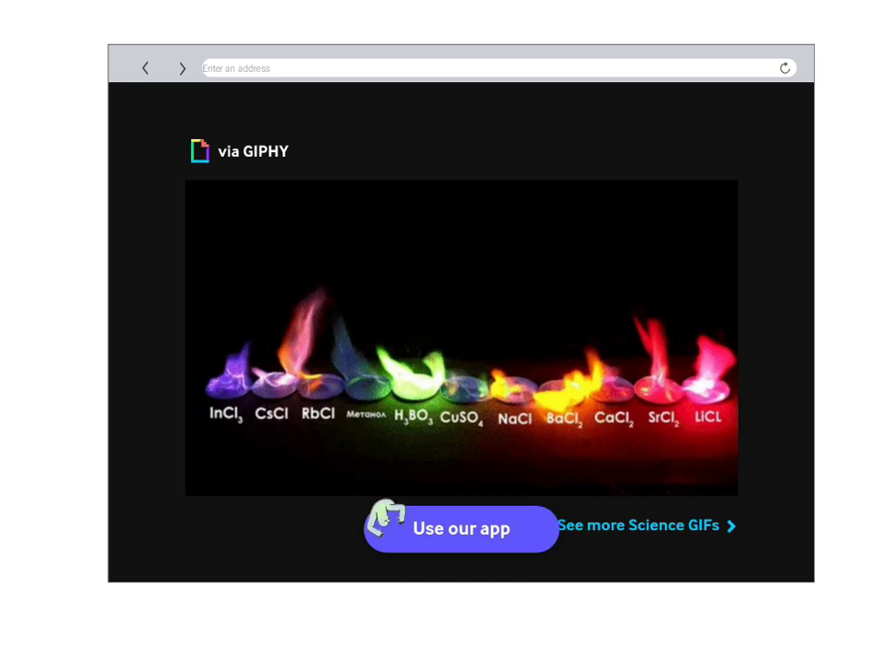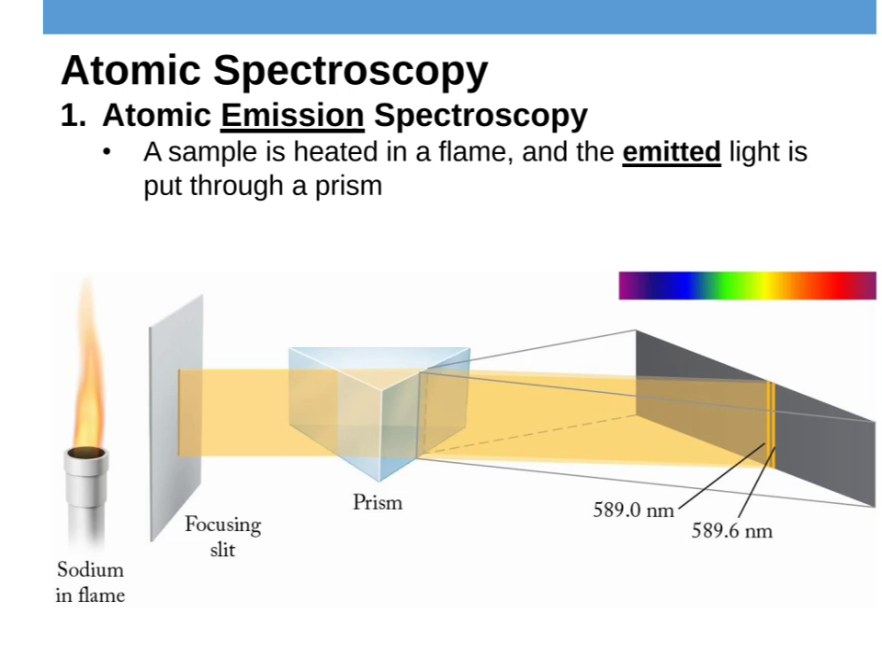So people start to think, well, that's super cool. What if we put them through prisms? And that's how emission spectroscopy forms. So let me show you what that's all about. We have two types of atomic spectroscopy. There's atomic emission spectroscopy, which I'm going to talk about right now, and then there's atomic absorption spectroscopy. Emission just means that light is being emitted from something.